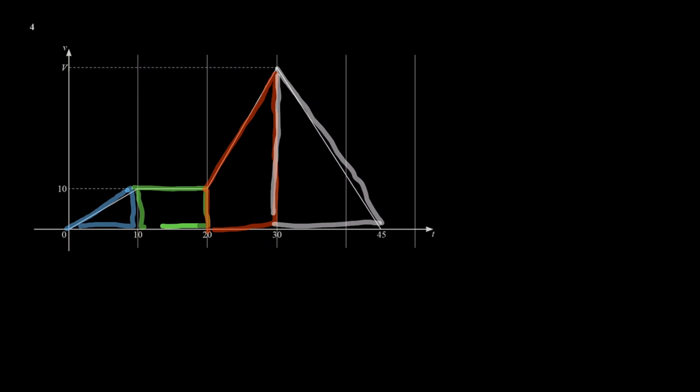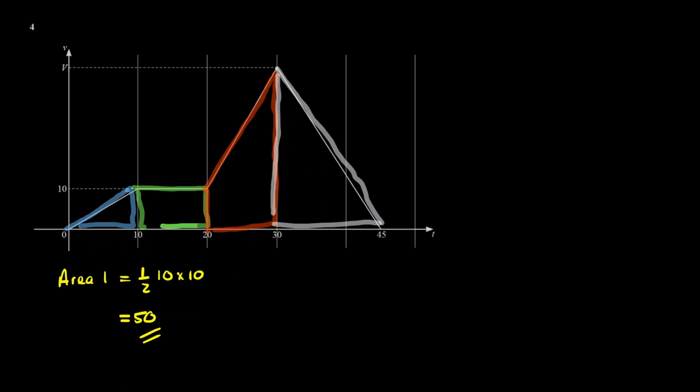And I'm just going to find them all separately, I think. So area 1, which is my blue triangle, is equal to a half base times height. So that's a half times 10 times 10, which is going to be equal to 50. So that's fairly straightforward.